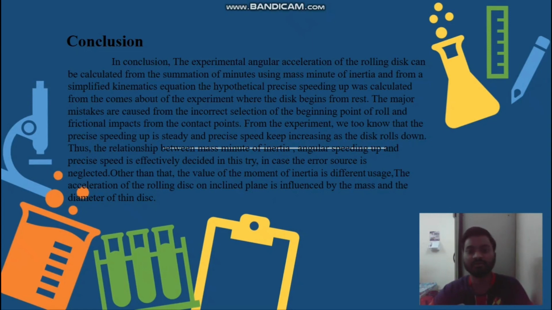Other than that, the value of the moment of inertia is different. The acceleration of the disk rolling on an inclined plane is influenced by the mass and the diameter of the disk.